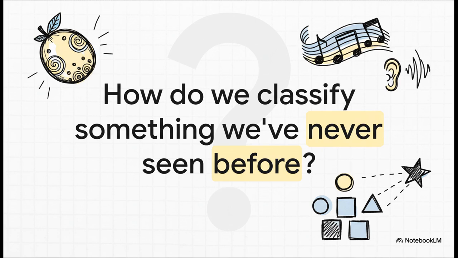It all really starts with a super basic question. Imagine you see something you've never seen before. Could be a weird fruit at the grocery store, a song you've never heard, anything. The first thing you ask yourself is, what is this, right? How do you even begin to classify it?